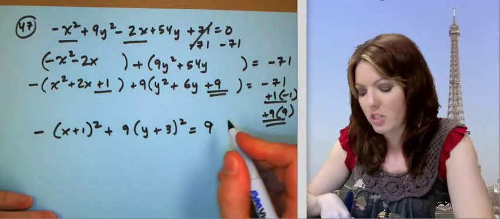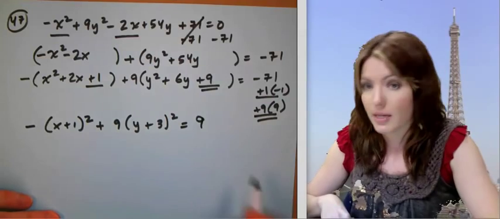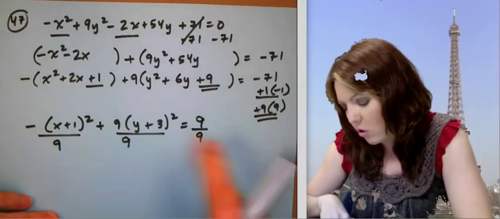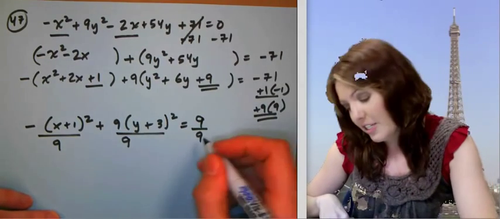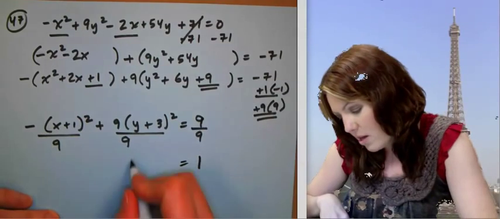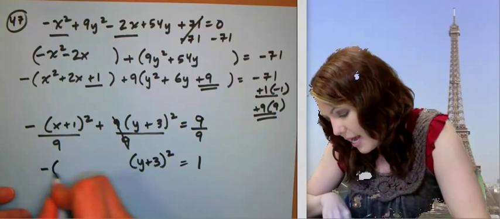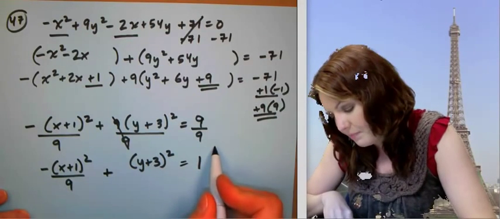All right, so last step, we're almost in standard form, but the last step that we have to do, so you guys can see this, is divide by 9 everywhere. Standard form is we have 1 on the right and everything else on the left. So when we do that, we get 1 times y plus 3 squared, so those cancel out, and negative x plus 1 squared over 9 with a plus.